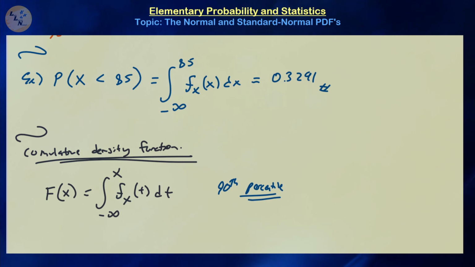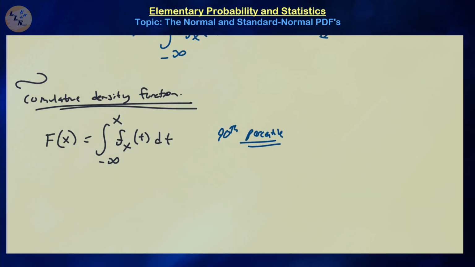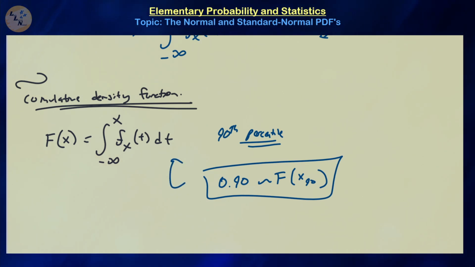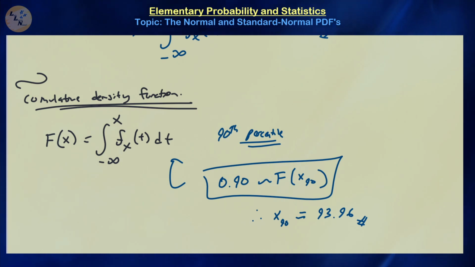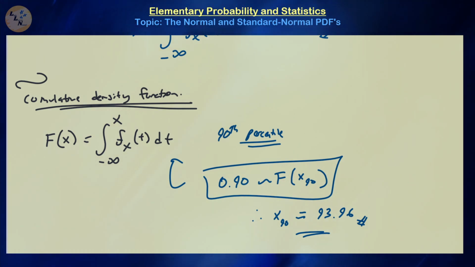In Desmos, for example, you would just do 0.90 tilde f of x sub 90, right? So once you type this on a line where all of your density functions and cumulative density functions are defined above, you're going to find that the 90th percentile is approximately equal to 93.96. So what does this mean? That means 90% of the population has an IQ score of 93.96 or below, right? So that is the normal distribution, how you can do percentiles with it.